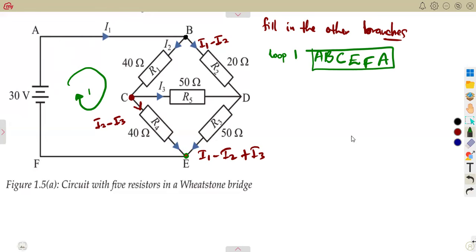If we consider this loop, like I said before, the concept is not going to change. Is the sum of the source voltages equal to the sum of the voltage drops? They must be equal. We only have one voltage source, which is 30.